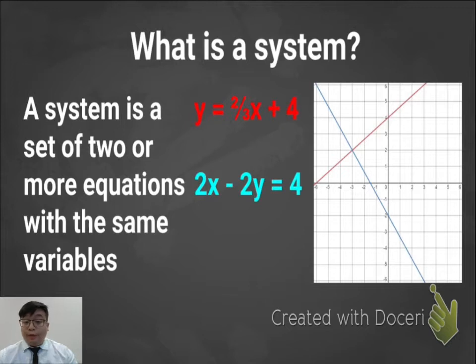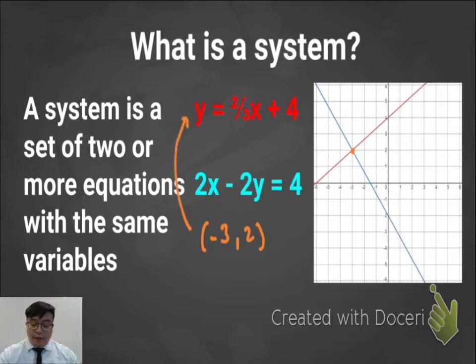If I were to graph these two equations, I would say the solution to the system is going to be where the two lines intersect. And in this case, it would be this point, which is going to be at (-3, 2). What that means is the point (-3, 2) is a point that not only solves the red equation, it also solves the blue equation as well.